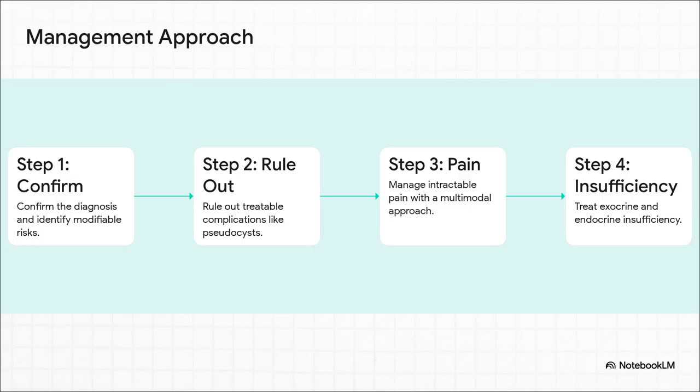So, step 1, double-check that diagnosis and go hard after those modifiable risk factors. Step 2, before you do anything else, make sure there isn't a complication you can fix, like a pseudocyst or a blockage. Then, and only then, do you dive into the long-term management of pain and insufficiency.